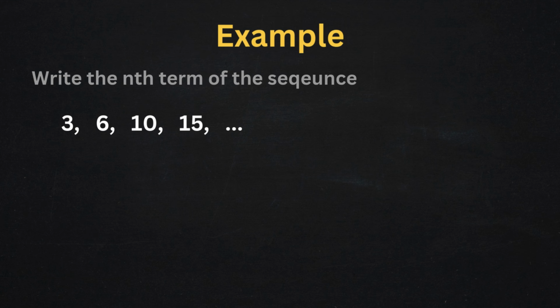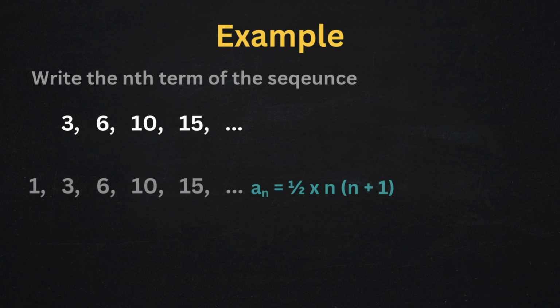Okay, let's do an example. Write down the nth term of this sequence: 3, 6, 10, 15. First, we identify the family this sequence belongs to. It's not an arithmetic sequence as the difference is not the same. These are triangular numbers whose original series is 1, 3, 6, 10. But they are not original triangular numbers as it does not start from 1. It is shifted forward as one term is skipped. Therefore, we will change both n's.